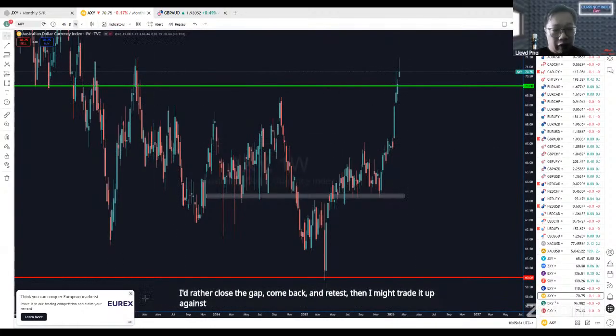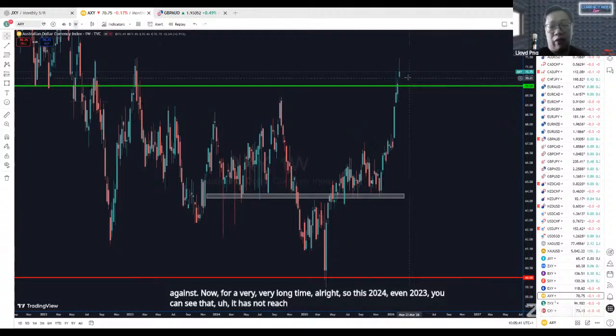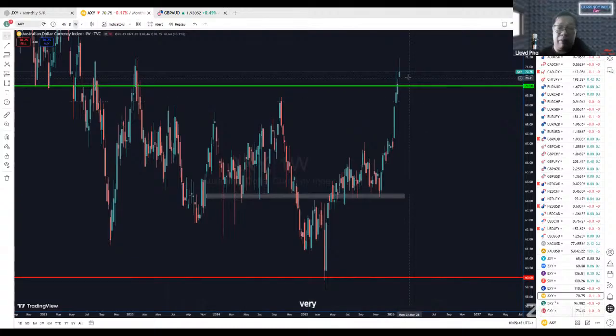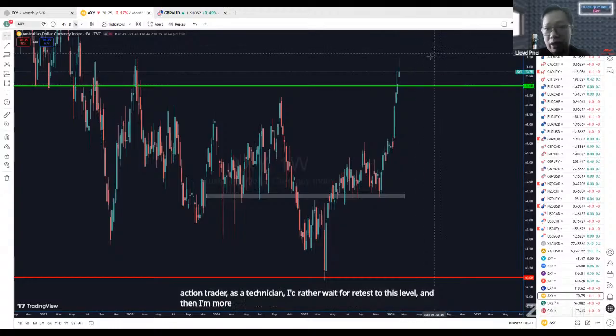Now, for a very long time, all right, so this 2024, even 2023, you can see that it has not reached above 70 for a very long time. It might have something to do with its gold or even commodities pair characteristics. I do not really know, but as a price action trader, as a technician, I'd rather you wait for a retest to this level, and then I'm more interested in trading upwards. Yeah, for the time being, due to the ugly looking rejection candle we have over here, I'll prefer to stay out of this one.